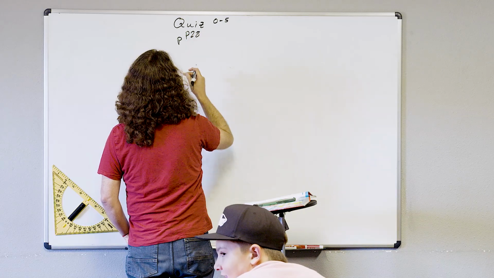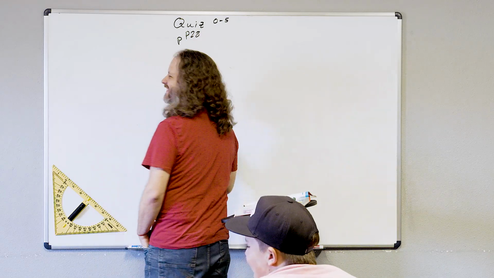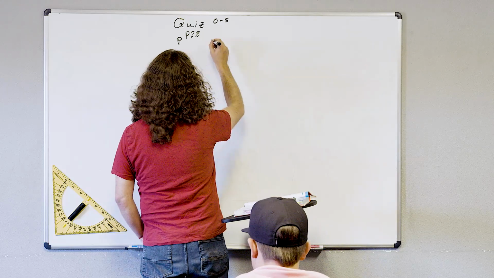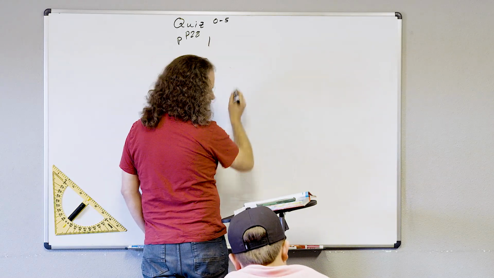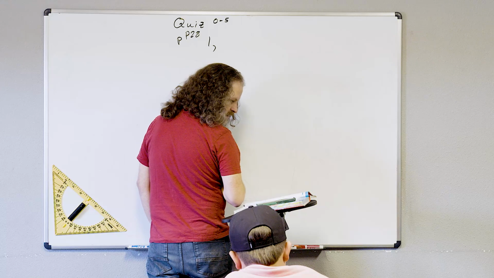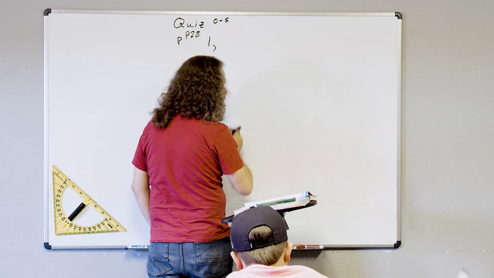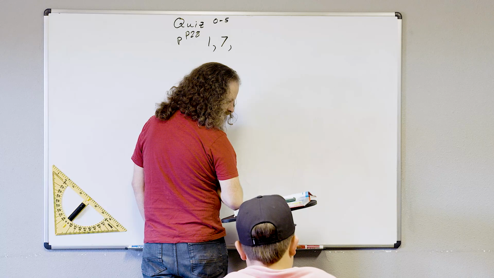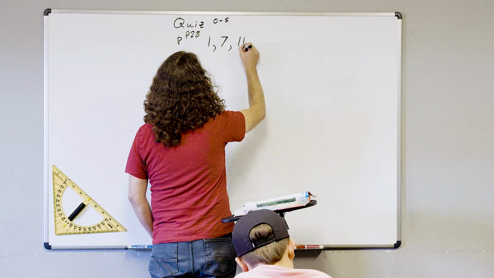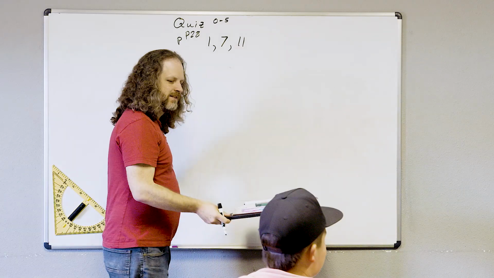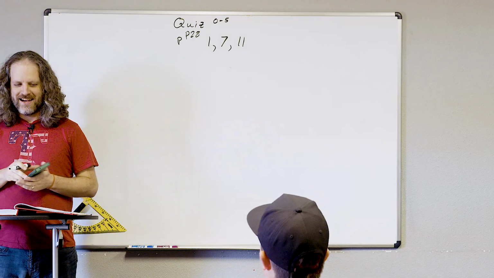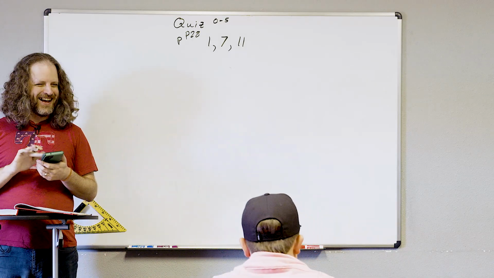Don't be so excited, Joe. Calm down. We're going to do 1 and 7 and 11. Look at that. You were right this time. That's a one for 3, I think.